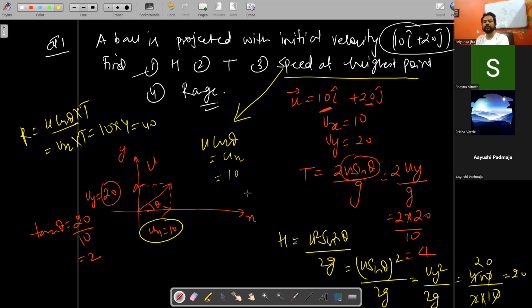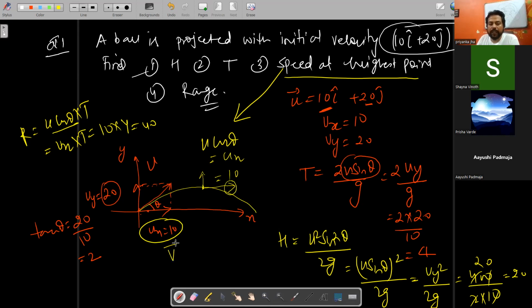Simple, no? Yeah. So speed at highest point, I didn't understand. Speed, see, at this highest point, there won't be any velocity in y direction. So there will be only horizontal velocity. So this will be the speed, no?